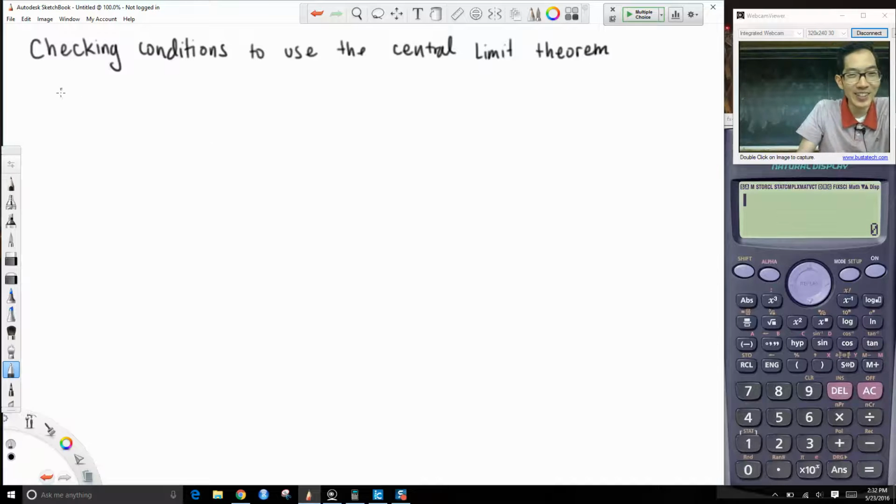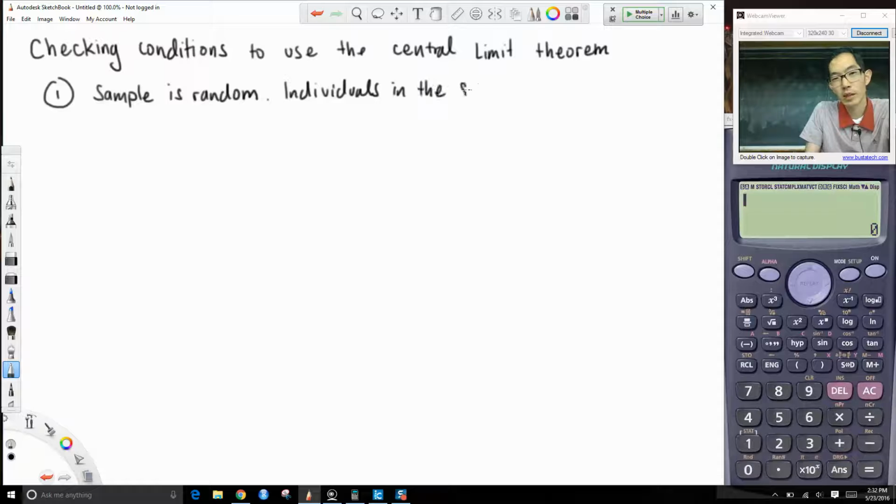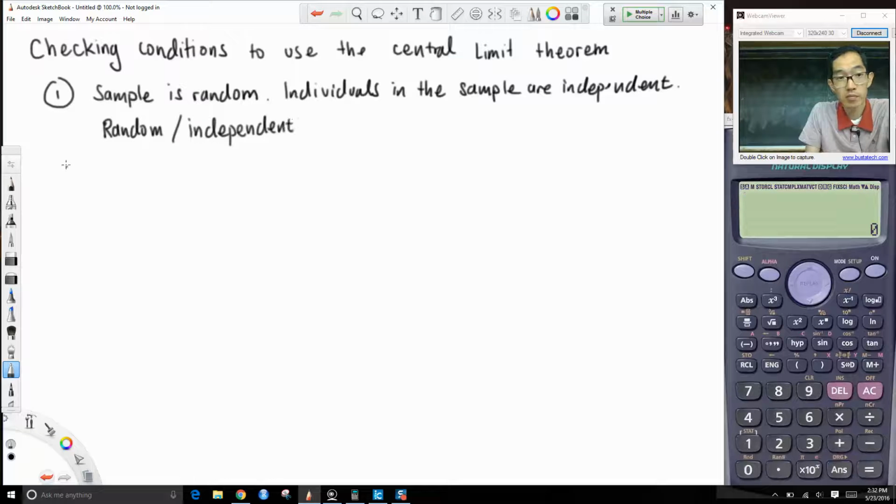What are the conditions for using the central limit theorem? Number one, our sample should be random, and individuals in the sample are independent. This condition is exactly the same as before, so we have the random and independent condition. We also have the large sample condition, that our sample must be large enough.